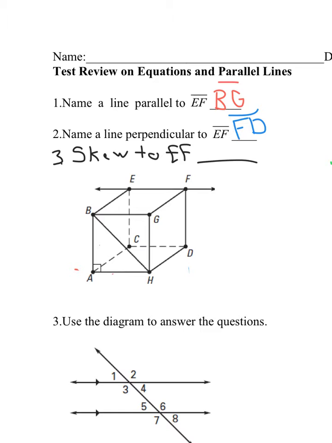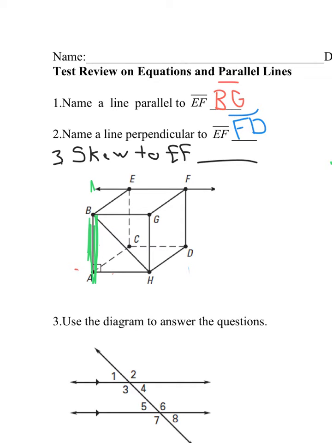Okay, green doesn't want to work. Is the pen not working now? All right, there was an edit there. So skew could be like BA. I don't know why it's not letting me go there.